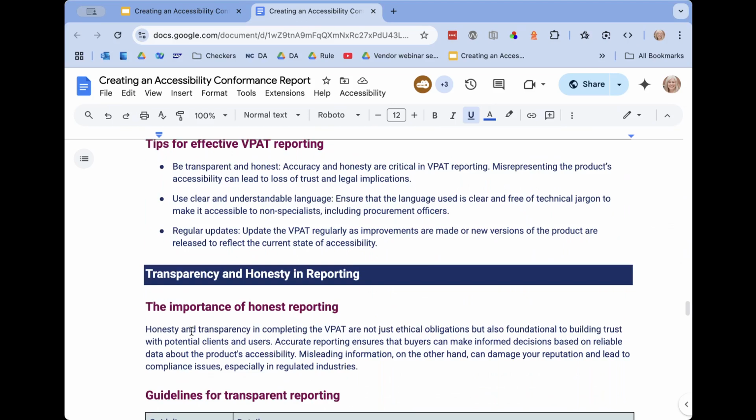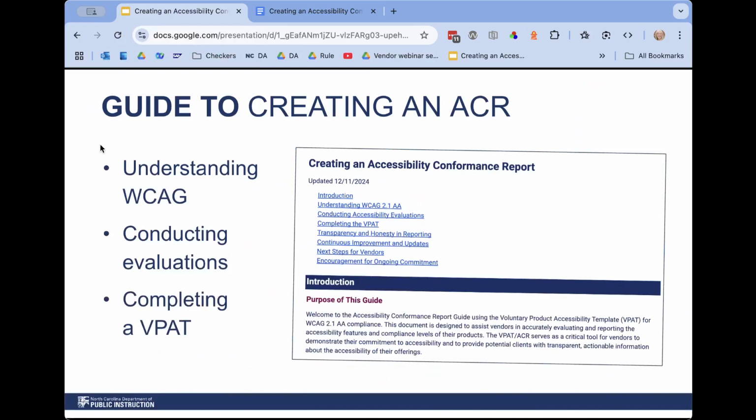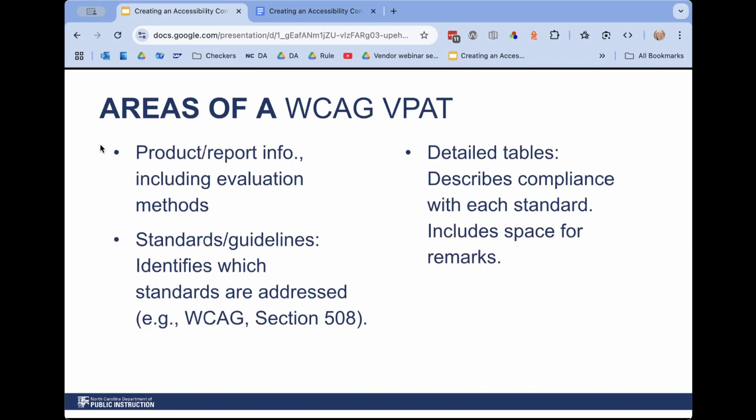So anyway, this guide is the document version, if you will, of today's presentation. It does, of course, talk about, like I mentioned, the WCAG standards, or at least an overview about how to get a game plan together for how you're going to evaluate your products, and then it walks you through some tips, tricks, and strategies for completing that VPAT to make an ACR.